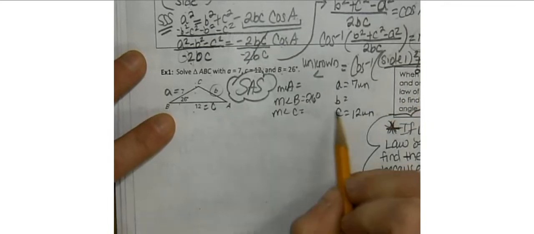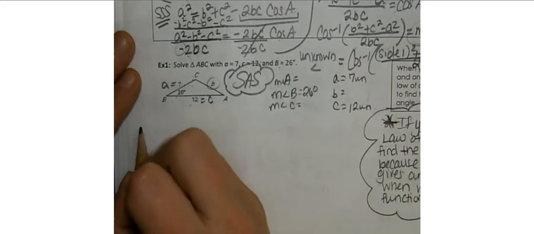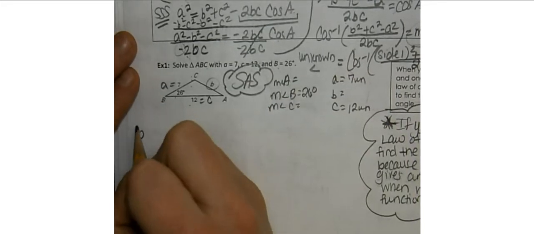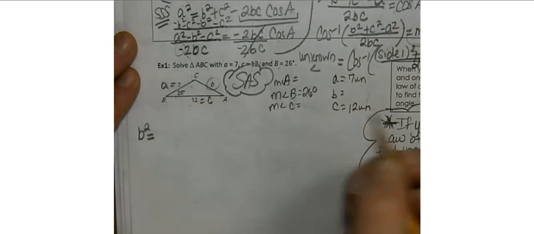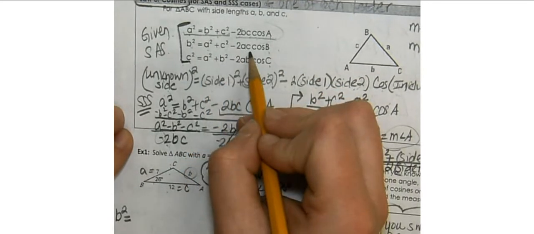So I have to identify my unknown pieces of information, and I would probably start off by identifying what little b is first so that I can have officially a two-of-a-kind situation. So I'm going to write b squared is equal to a squared plus c squared. I'm going to use our formula up here: a squared plus c squared minus 2ac times the cosine of b.